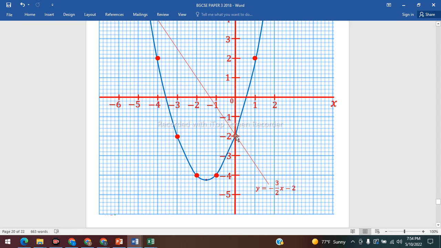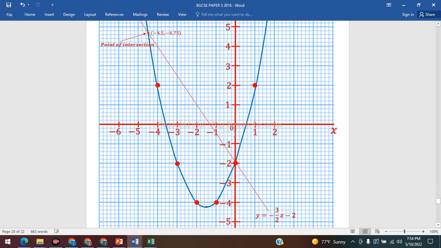Remember what that means? If it's a gradient of 3 over 2, that means the rise is going to be 3, so look at it carefully, 1, 2, 3, and the run is going to be 2, 1 and 2. So that's rise over run. Run is 2, so 2 to the left, 1, 2. Rise is 3, so 1, 2, and 3. That's how we get to the next point. That is the slope of negative 3/2.